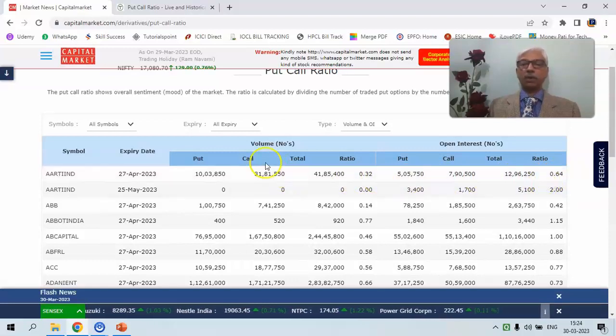So therefore you have to decide your threshold based on what you are looking at, whether you are looking at the volume based PCR or the open interest based. I would recommend open interest based, but if you are looking at volume, that also is okay. But it should not happen that sometimes you are looking at volume, sometimes at open interest. It should not happen like that. Alright. So you know now where to see the put call ratio.